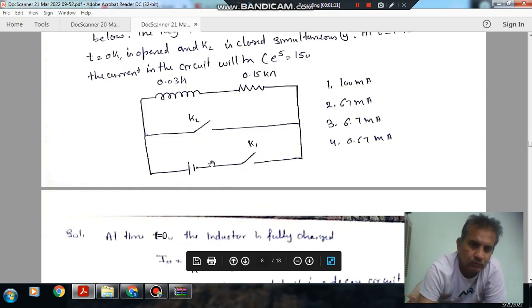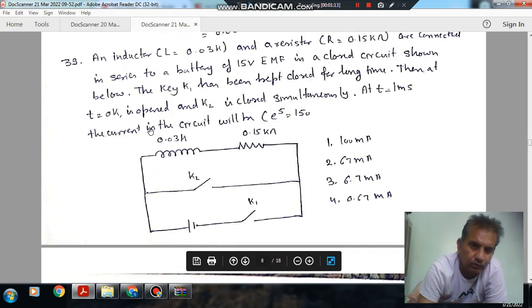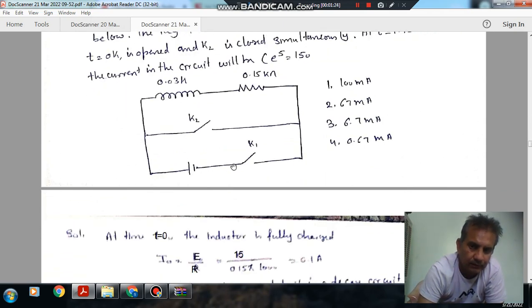Okay, so at time t equal to 0, when K1 is open, it means the inductor has been fully charged. Now K2 is closed, so now the discharging process begins.